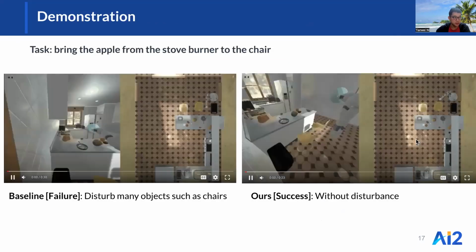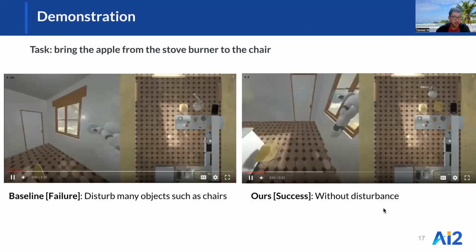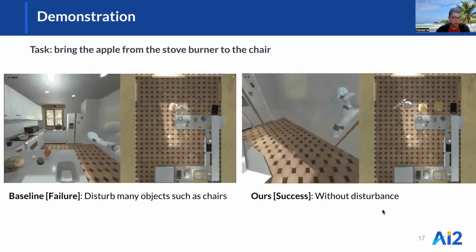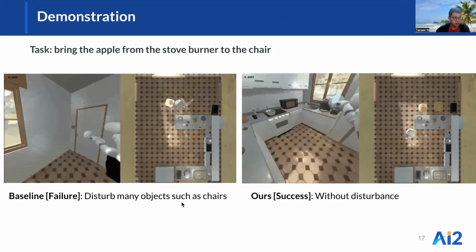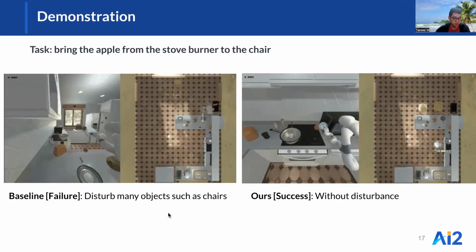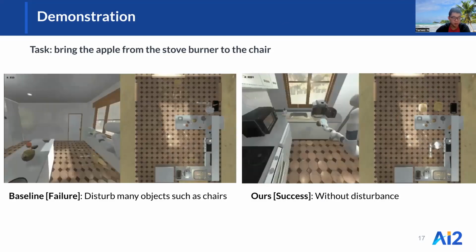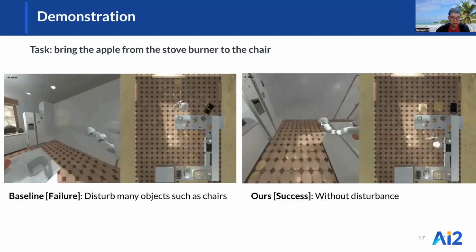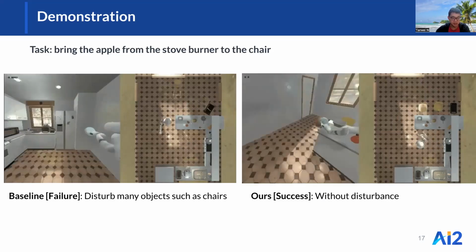Here is a demonstration where the task is to bring the apple from the stove burner to the chair. The left GIF is the baseline approach, which fails and disturbs many objects such as chairs, whereas our method can achieve the task without disturbance.